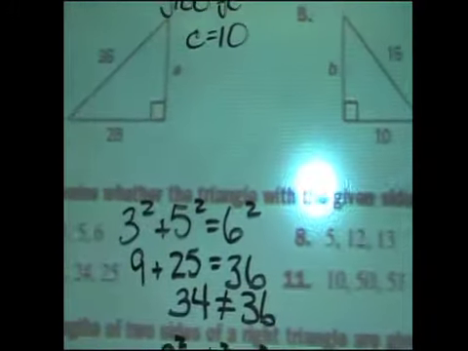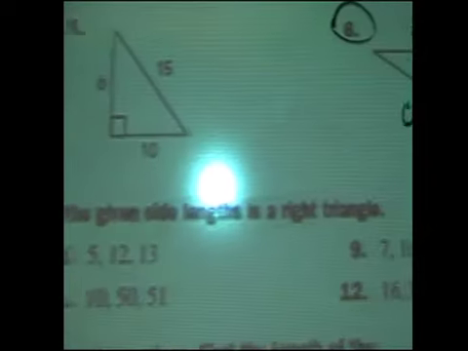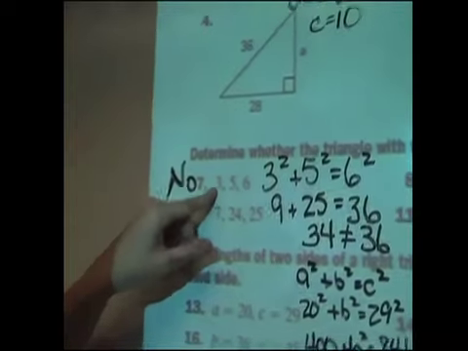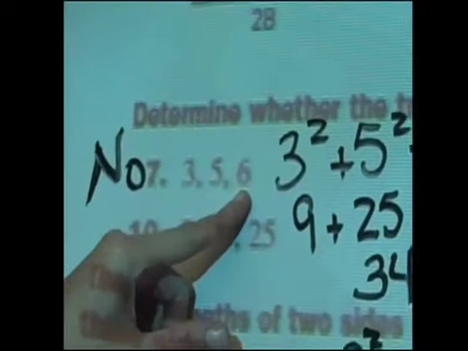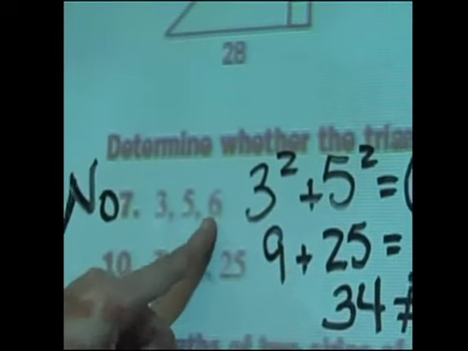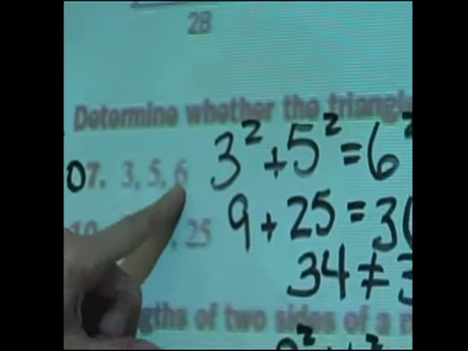Now, on the next section, 7 through 12, determine whether the triangle with the given side lengths is a right triangle. As you know, everything has to match. So we have a 3, a 5, and a 6. So we're going to plug it in the formula. We know 3 is going to be our A, 5 is going to be our B, and 6 is our C because that's the longest side.